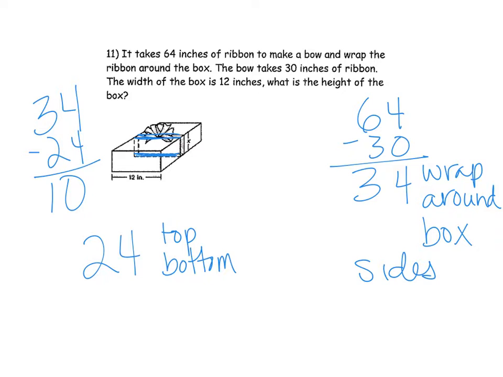I got 2 sides and there's 10 inches of ribbon. So what's each side? 5. So 5 on this side, 5 over there. What is the height of the box? 5 inches.